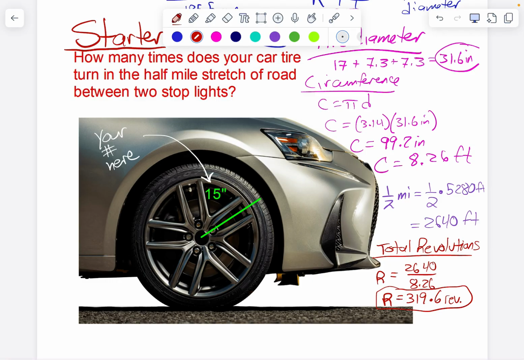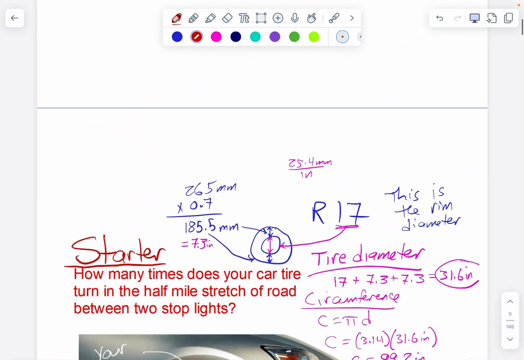Does it matter how fast you go? Does the 300, let's call it 320, does that change based on how fast you go? Why not? It's the same distance, right? This is distance divided by distance. There's nothing in there about speed. You just would cover it quicker if you went faster, that's all. Okay?